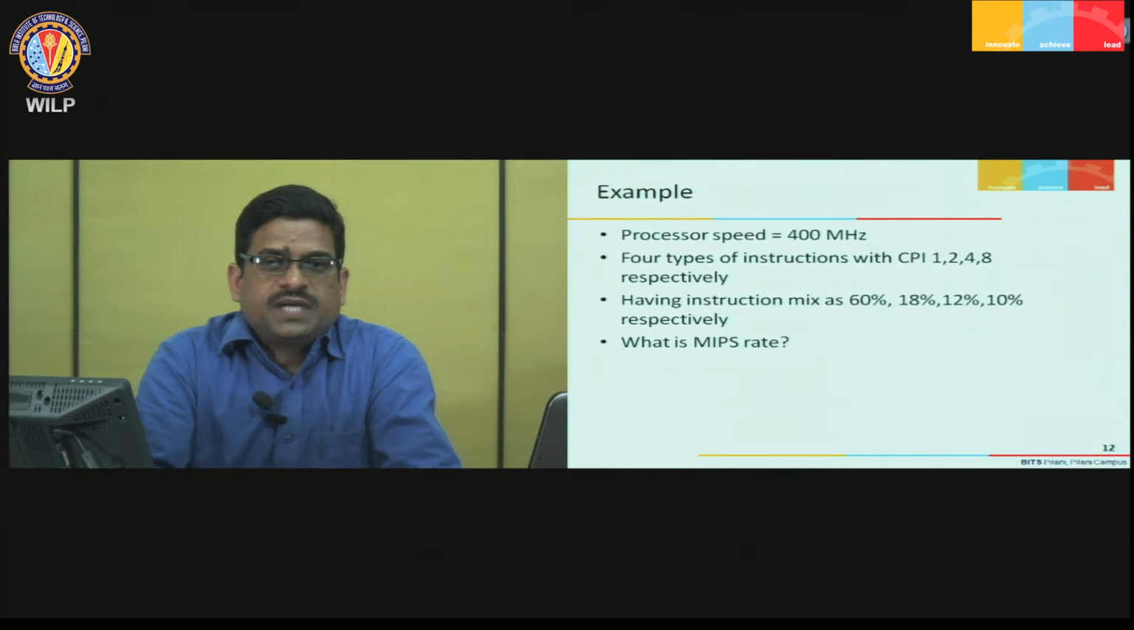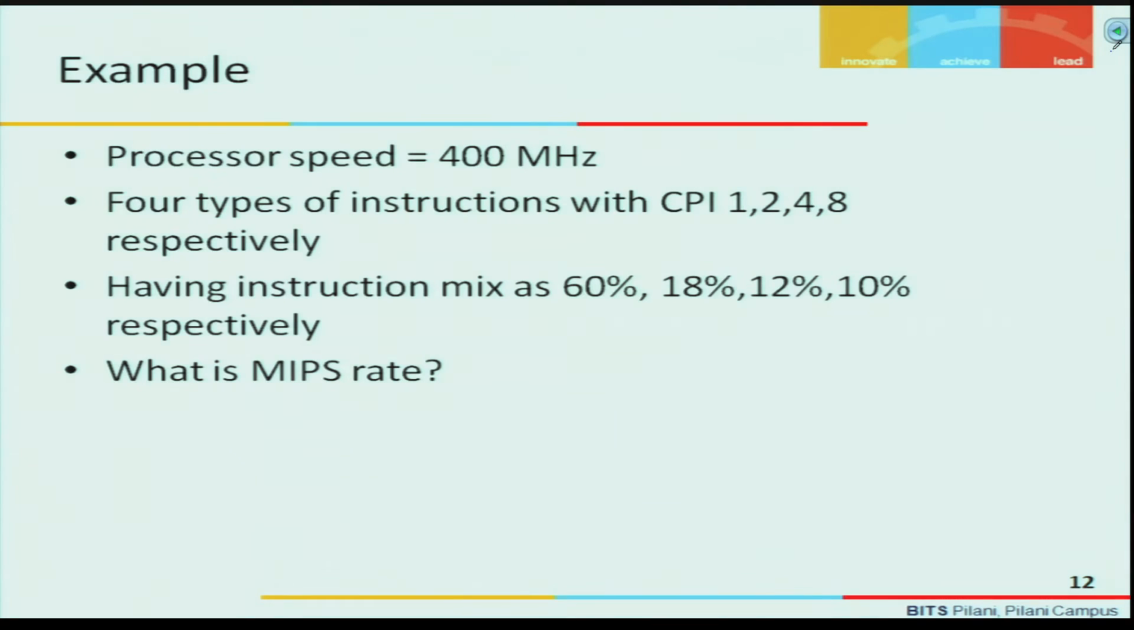For calculating the MIPS rate, I need the average CPI, because my formula is F divided by CPI into 10 raised to the power 6. F is given: the processor speed is 400 megahertz, so 400 into 10 raised to the power 6 is the frequency. Now, for calculating the average CPI, the instruction mix is given.